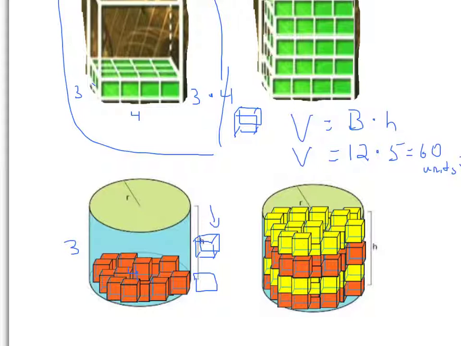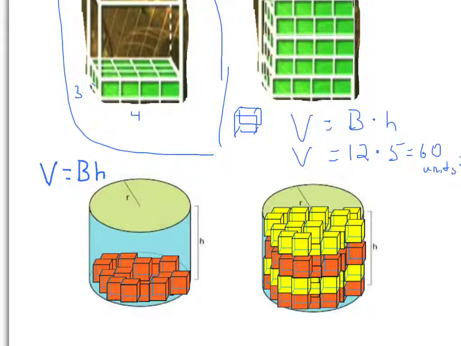Once again, the volume for a cylinder will also be area of the base times the height, because once again I am just filling in the bottom or the base of the cylinder with cubic units. But notice they don't fit in an exact arrangement because they're cubic as opposed to fitting in a curved edged object. So pi helps us to make that happen.